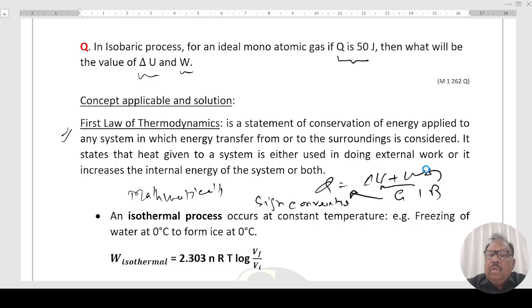Again repeating, according to the law of conservation of energy, as the first law of thermodynamics, Q equal to delta U plus W. Sign convention is given. Energy given to the system is positive, increase in internal energy is positive, work done by the system is positive, otherwise the sign will be negative. In this case, Q equal to delta U plus delta W.